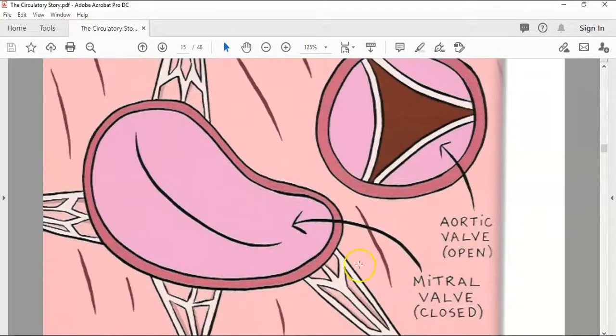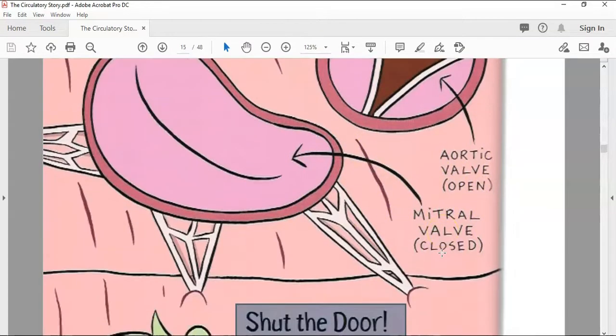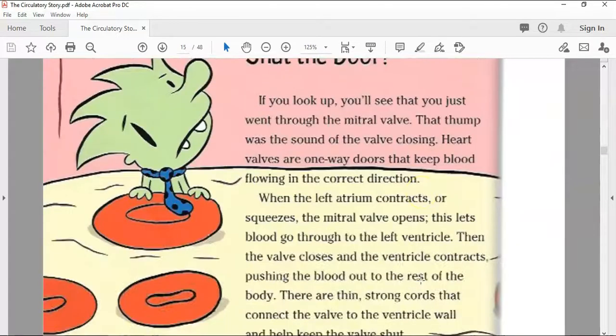So as we see the diagram in the illustration, we see that it's pointing towards the aortic valve that opens and then the mitral valve that closes. So what is it referring to? What is this section going to be about? The aortic valve and the mitral valve. Yeah, and it even told me it opens and closes. So let's go ahead and get started.